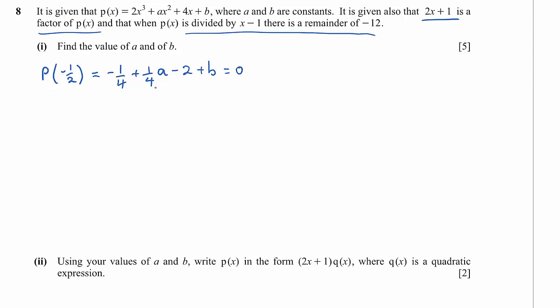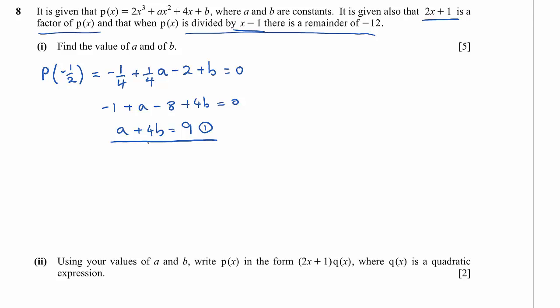So multiply through by 4 to get rid of these fractions, and we've got negative 1 plus a, take away 8 plus 4b is equal to 0, which is a plus 4b is equal to 9, and let's call that equation 1.